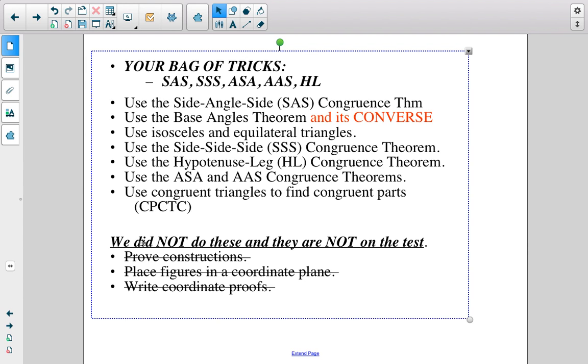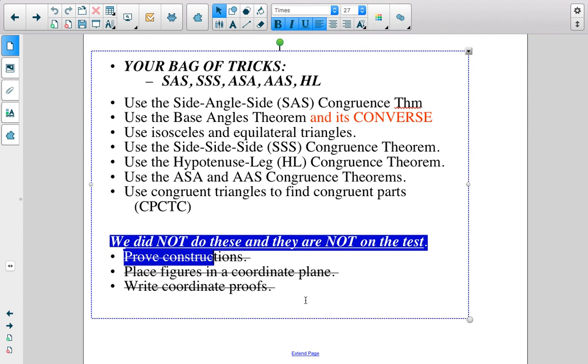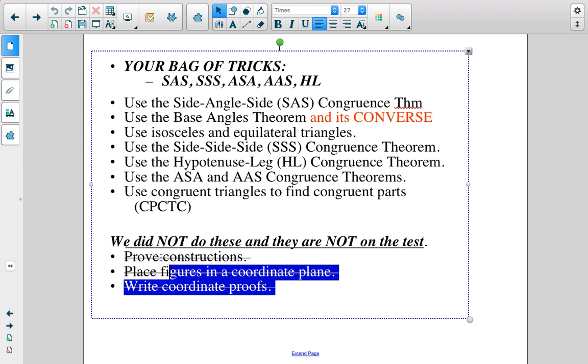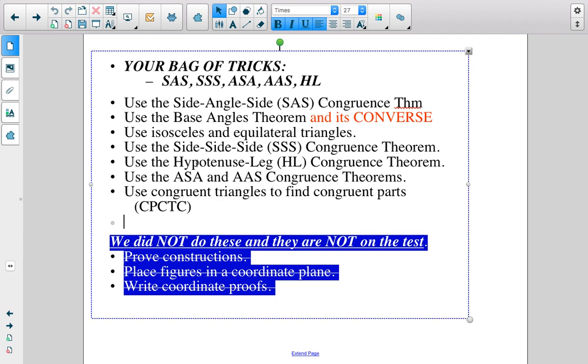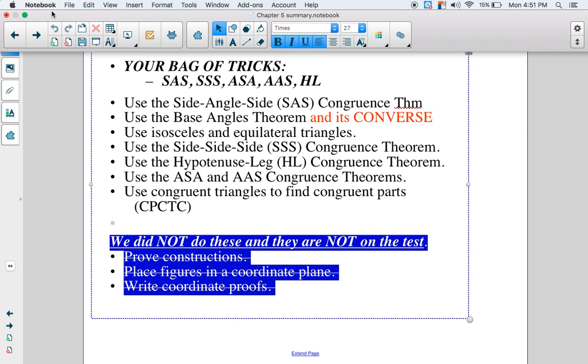You'll also notice that here I'm highlighting these are not on your test. On Thursday, we did not do these. We did not prove constructions. We did not look at pictures in coordinate planes or do coordinate proofs.